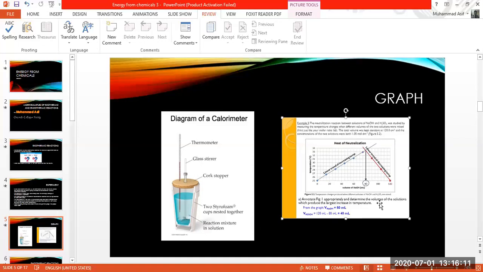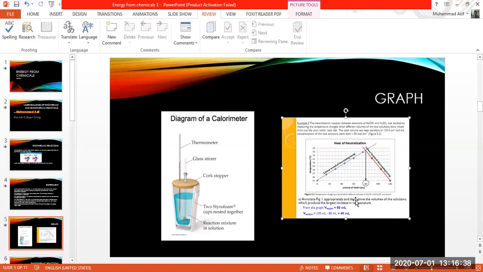These values indicate at what volume of sodium hydroxide added we get a maximum rise in temperature. These values can vary as we change the concentration of both the solutions.